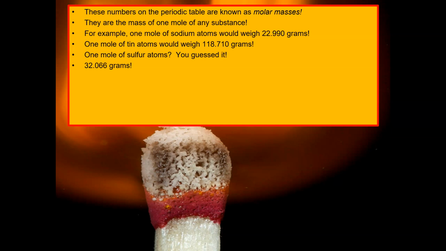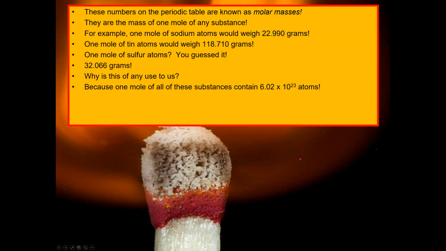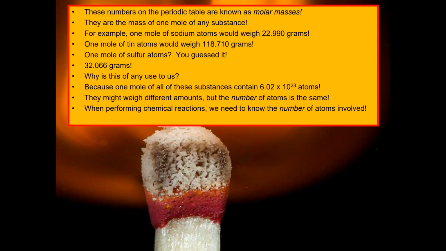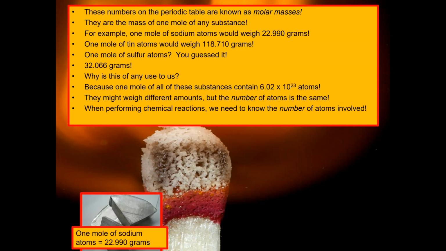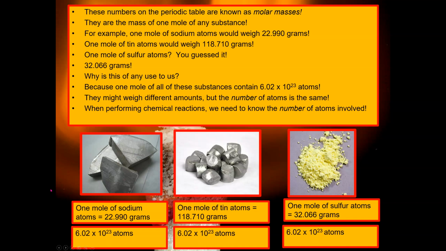What use is this to us? Because 1 mole of these substances contains 6.022 times 10 to the 23rd atoms. They may weigh different amounts, but they have the same number of atoms. When we are looking at chemical reactions, we have to know the number of atoms involved. That's what we've been doing with our chemical reaction formulas this whole time. So I've got pictures here of what 1 mole of those substances looks like. They all have the same number of atoms.